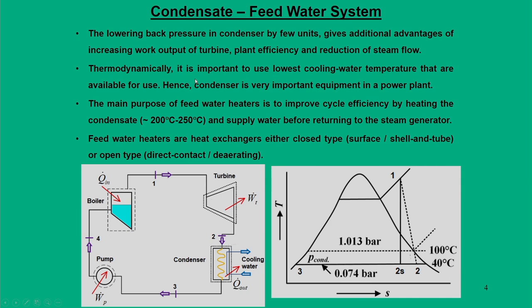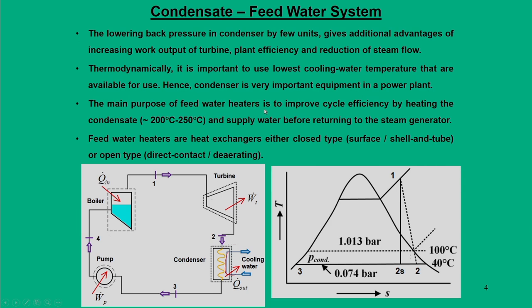Thermodynamically, it is also important to use the lowest cooling water available. For example, to get the heat out from the turbine exhaust, we require cooling water to be circulated in the condenser. In other words, the inlet temperature of the cooling water should be at par with the water availability at the location where the condenser is installed.